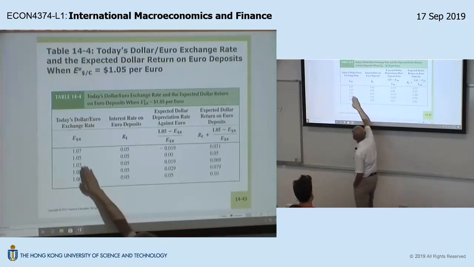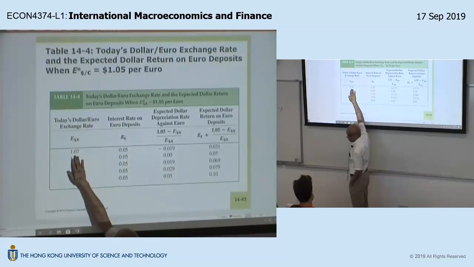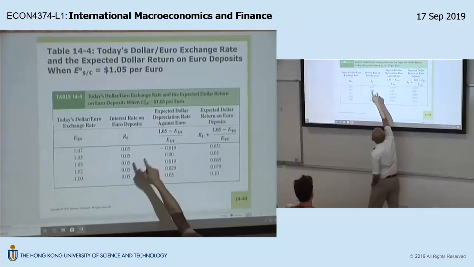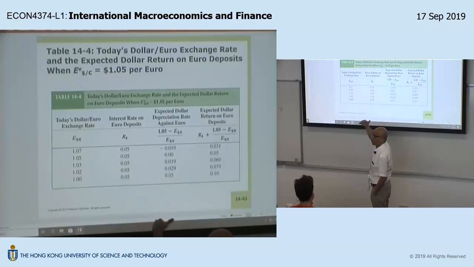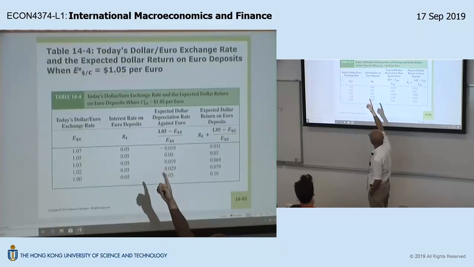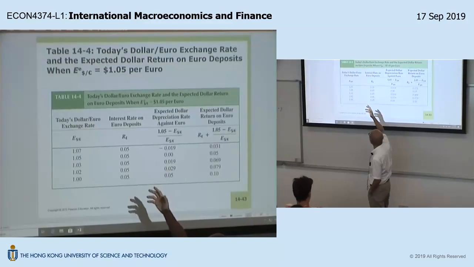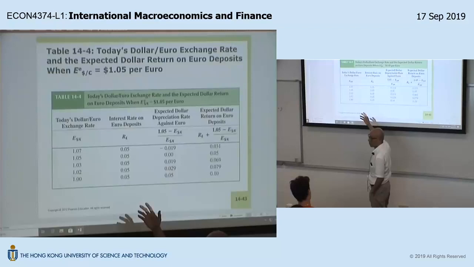Okay, so the spot exchange rate is 1.07, but E^e is equal to 1.05. What does that mean? So today, each euro can buy more dollars, but in the next period, each euro can actually buy fewer dollars. So the dollar is expected to appreciate during this period.